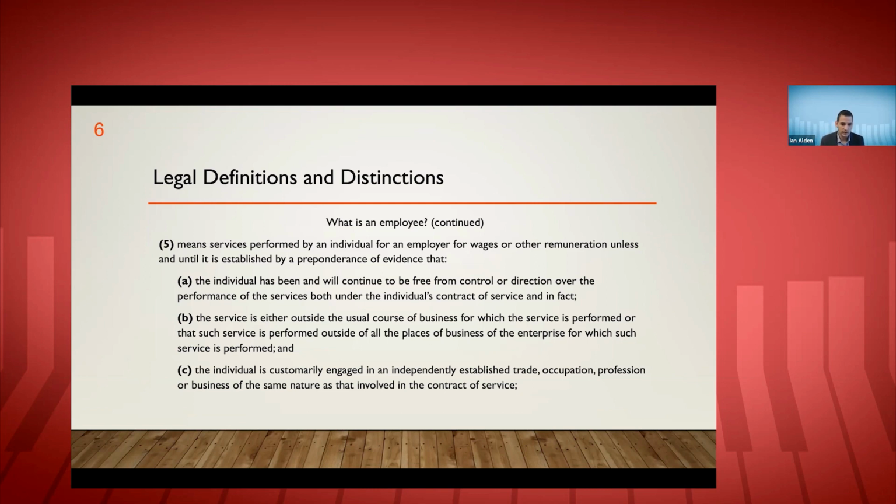And then C, and this is a really big one, and you see this a lot with things like owner operators. When we're asking, can they be independent contractors? Are they customarily engaged in an independently established trade, occupation, profession, or business of the same nature as involved in the contract of service? For owner operators, this subsection C is almost always satisfied, which leans towards independent contractor.